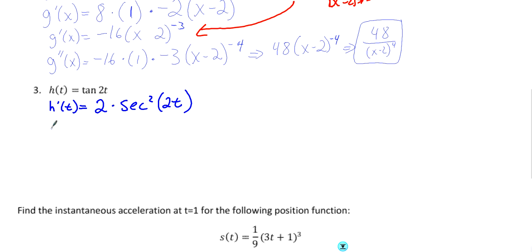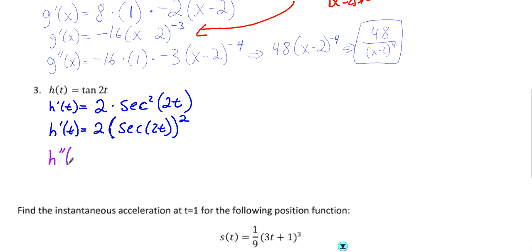Now, I'm going to simplify this. Since I know I have to take the derivative and I have a trig function to a power, I'm going to rewrite it, and I'm going to move that power so that I can do my chain rule easier for that second derivative. So what I did was, instead of writing it as secant squared 2t, I wrote it as secant 2t, squared, which is the same thing. But now when I go to do chain rule, it's going to be a whole lot easier.